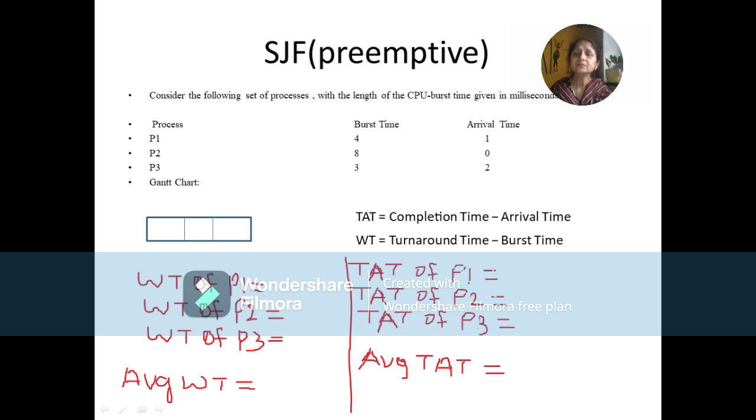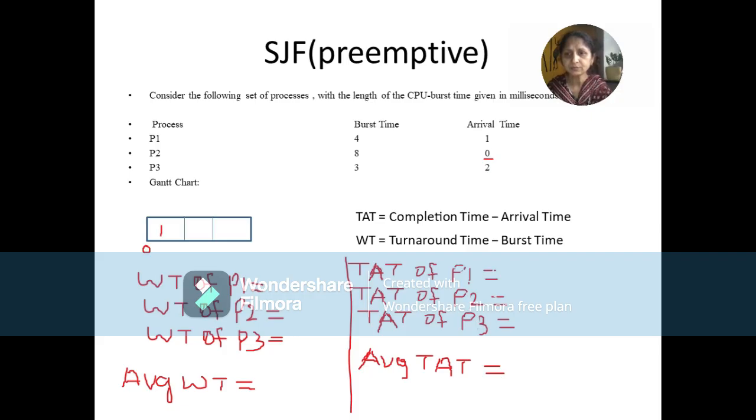If you see the question, there are three processes P1, P2 and P3. The burst time of each process is given. P1 has the burst time of 4, P2 has the burst time of 8 and P3 has the burst time of 3. Arrival time of P1 is 1, arrival time of P2 is 0 and arrival time of P3 is 2. Since P2 came at time 0, P2 gets the chance to get inside the CPU.